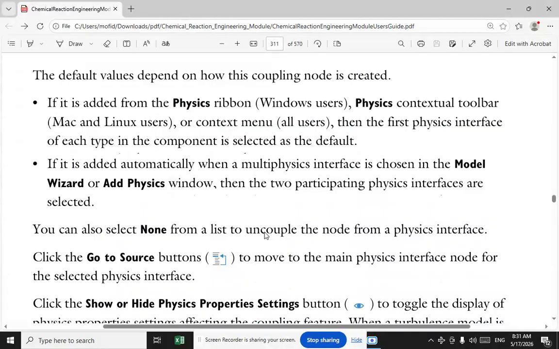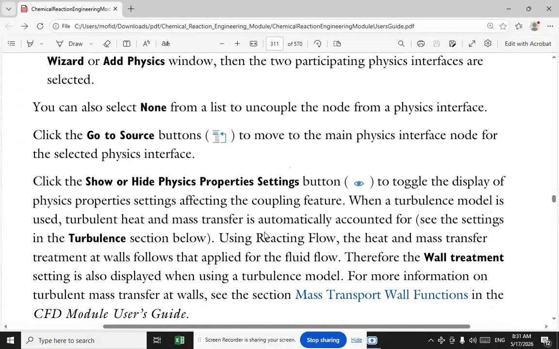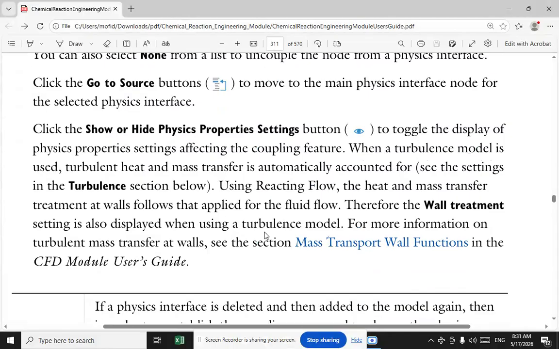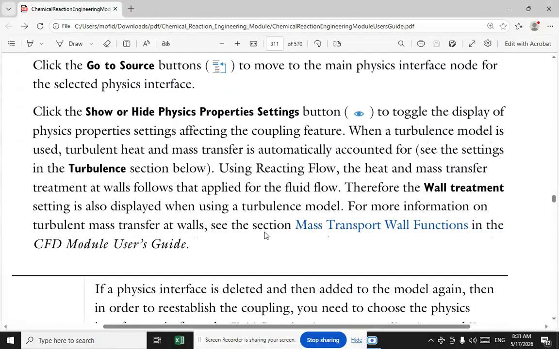If it is added automatically when a multiphysics interface is chosen in the model wizard or add physics window, then the two participating physics interfaces are selected. You can also select none from a list to uncouple the node from a physics interface. Click the go to source button to move to the main physics interface node for the selected physics interface. Click the show or hide physics properties settings button to toggle the display of physics properties settings affected by the coupling feature.